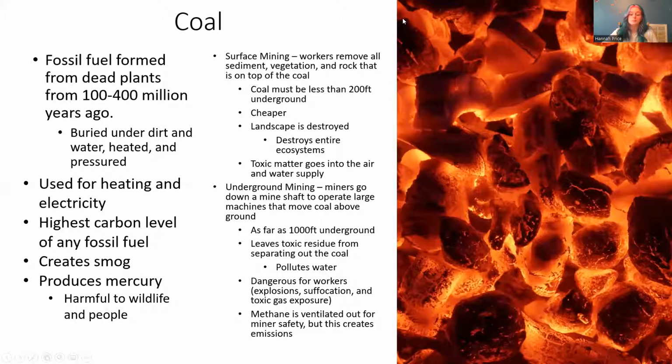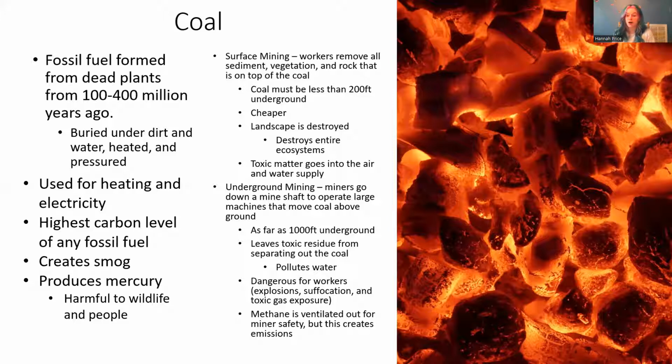Methane emissions as well. And with coal, it is also a fossil fuel, but it's not necessarily marine life. It's simply dead plants from 100 to 400 million years ago. It is also buried under dirt and water, heated and pressured, but it was more than likely in a swampy area rather than an ocean. Coal is used for heating and electricity, and it has the highest carbon level of any fossil fuel. So when we burn coal, that is big carbon emissions.